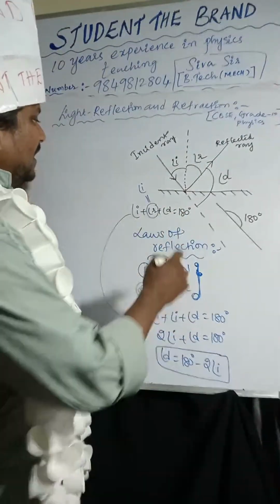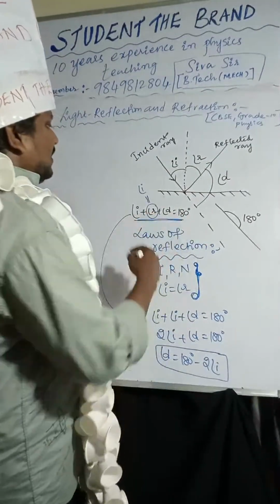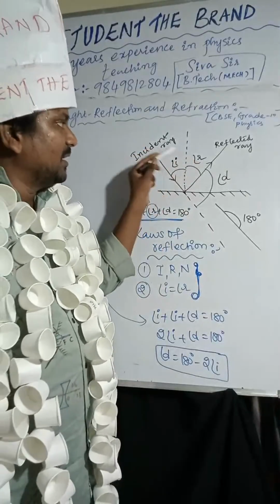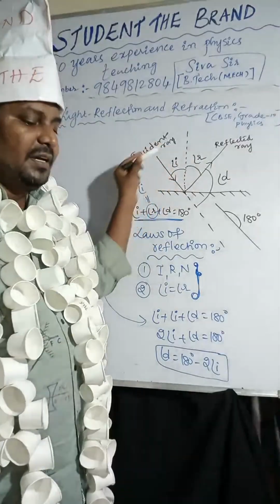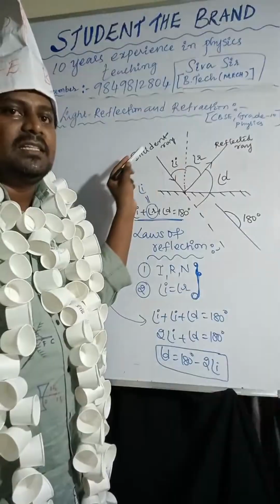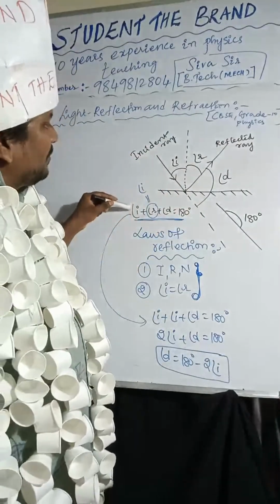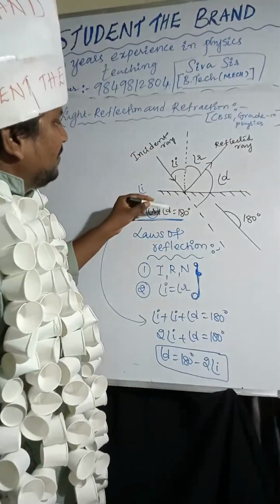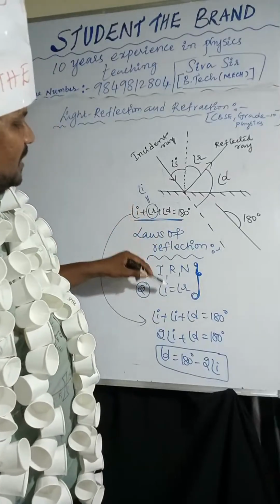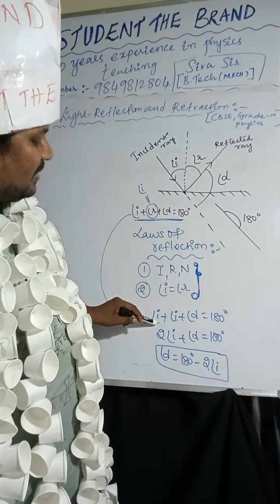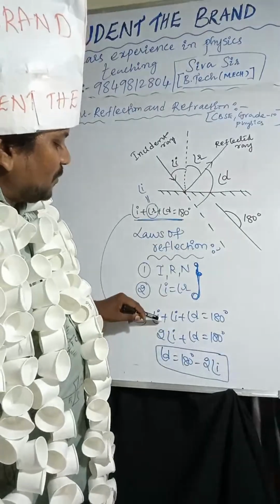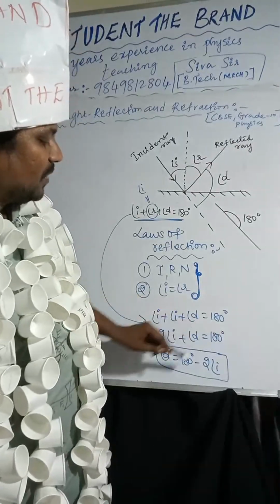So from that, angle of incidence plus angle of reflection plus angle of deviation, this total angle is 180 degrees. In place of the angle of reflection, from the laws of reflection, I am substituting the angle of incidence. So angle of incidence plus angle of incidence plus angle of deviation equal to 180 degrees. So 2 times angle of incidence plus angle of deviation equal to 180 degrees.